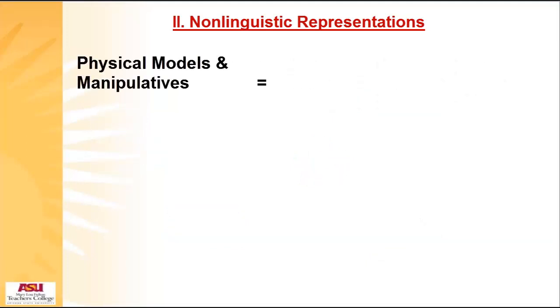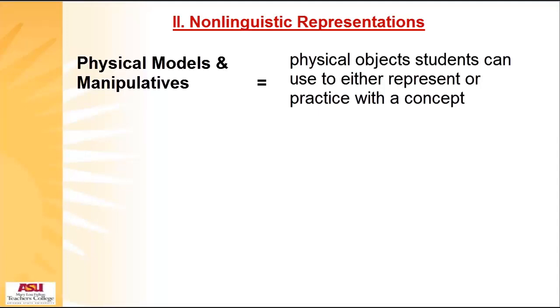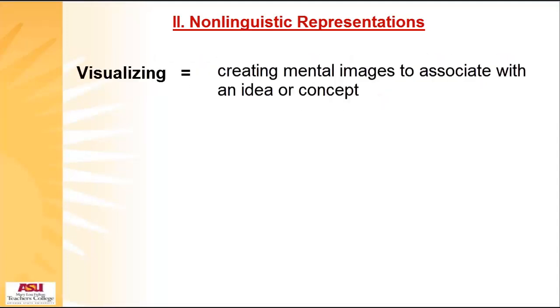Physical models and manipulatives are literally physical objects that students can use to either represent or practice with a concept. Visualizing involves creating mental images to associate with an idea or concept. To help students visualize, teachers can provide details that help students incorporate sounds, smells, tastes, and visual details.